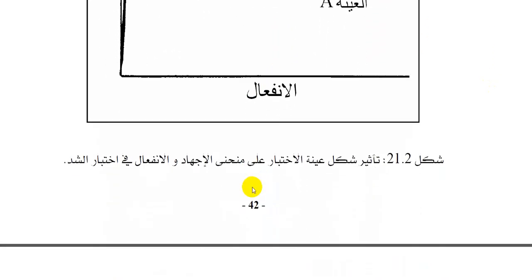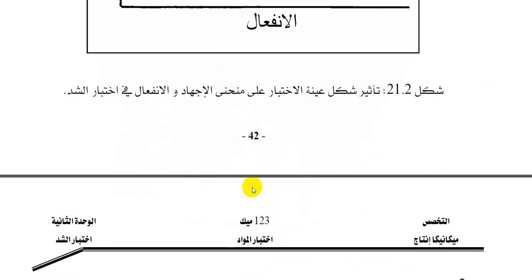This differentiation, as you can see right in front of you, comes as a result of the testing specimen's shape effect. Figure 21.2 is the effect of the testing specimen shape in the tensile test.